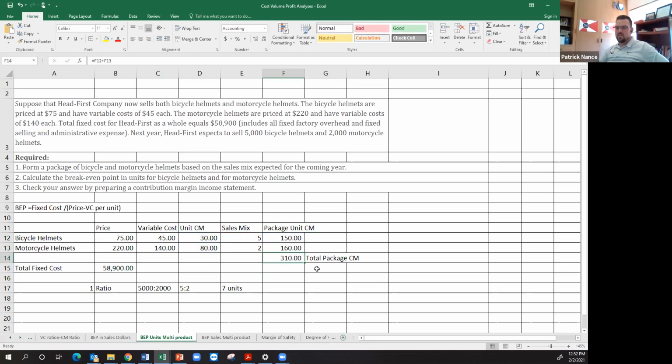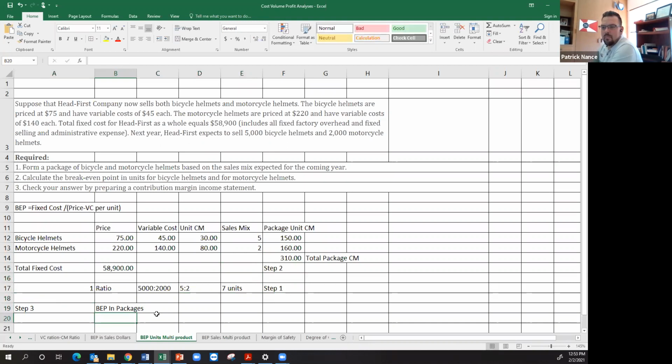So now what I can find, that's step 1. Technically step 1 I'd call finding the ratio. So step 1 is find the ratio. Step 2, I would label as finding the total package contribution margin. Step 3 is to find the break-even point in packages, not in units, but in packages.